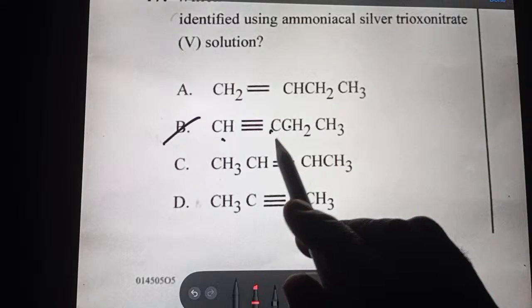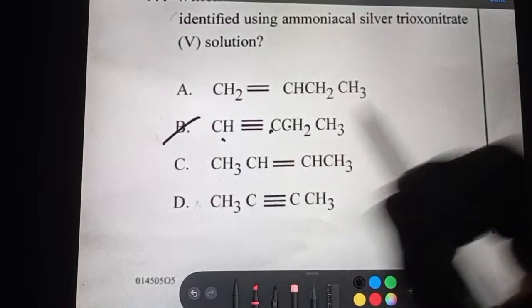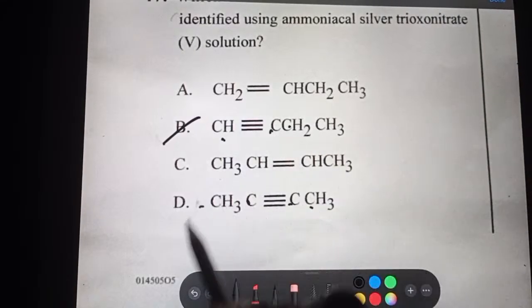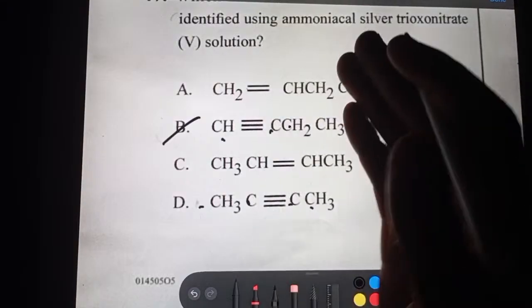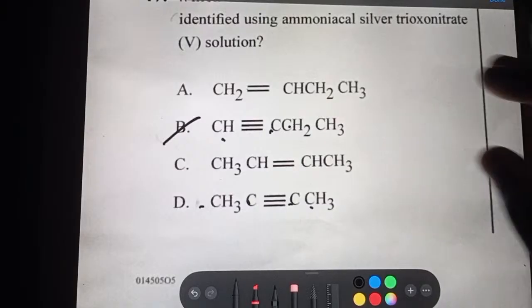So 1, 2, 3, 4. So this is but-1-yne. Why? This is 1, 2, 3, 4. This is but-2-yne. So but-1-yne is a terminal. The triple bond is at the end of the chain. The correct answer is B.